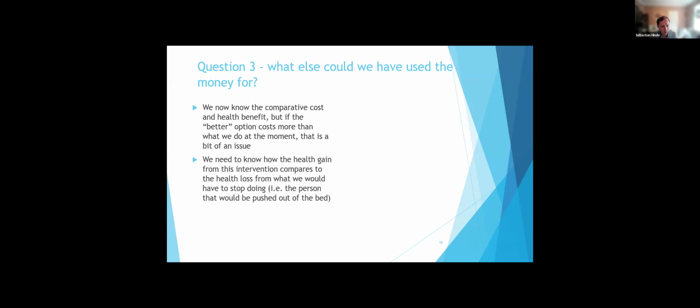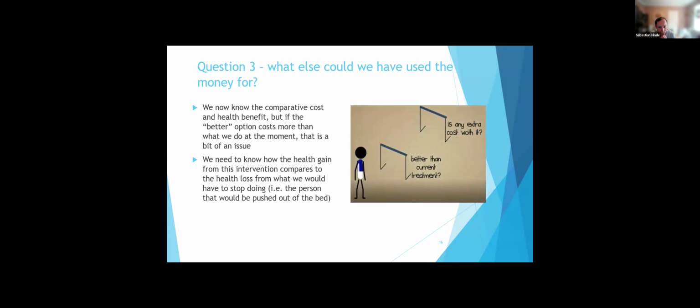So we need to know the health gain from this intervention and how it compares to the health loss from what we'd have to stop doing. So in the example of the 2 patients trying to get into the bed, it's the person that would be pushed out somewhere else in the healthcare system as a result of the new person entering. So it's quite often conceptualized as these 2 different hurdles. So we've covered the new treatment being better than the first one, but there's this second hurdle of, is the extra cost worth it to the NHS?